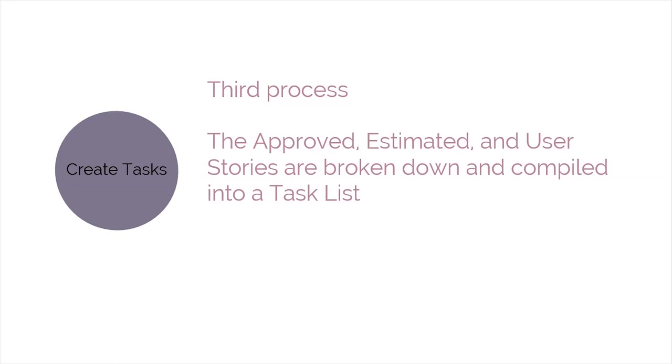The third process in the Plan and Estimate phase is Create Tasks. In this process, the approved, estimated, and committed user stories are broken down into specific tasks and compiled into a task list.